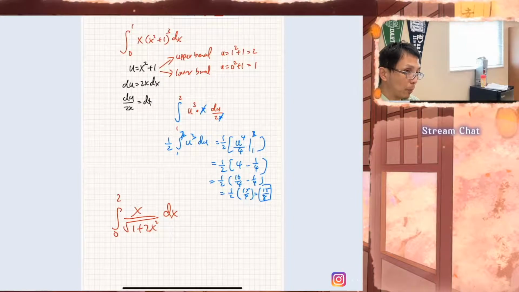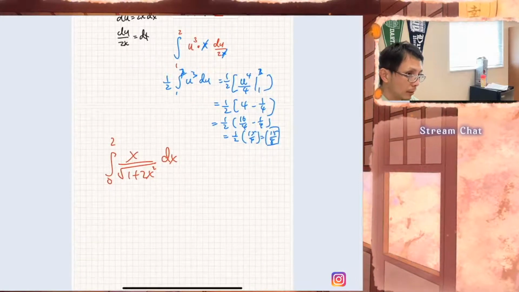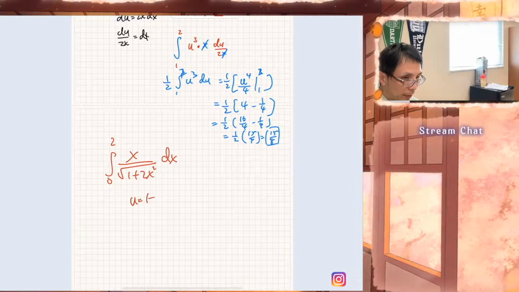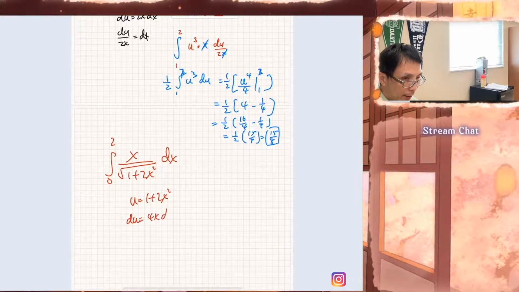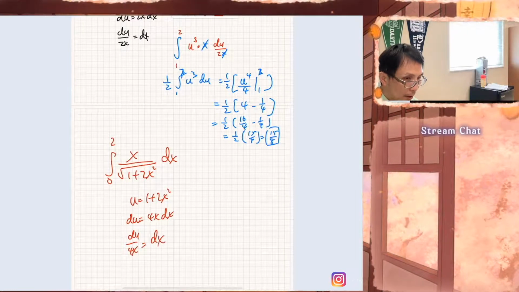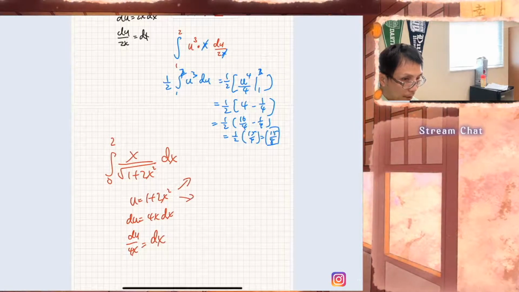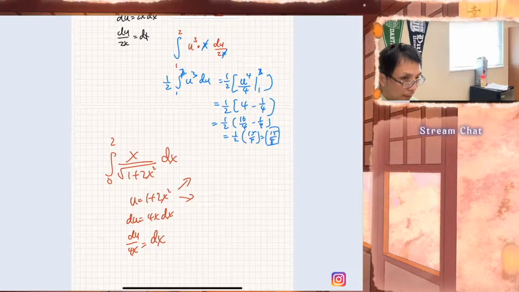The answer you'll get is 1. I'm gonna do it really quickly. 1 plus 2x squared, du equals 4x dx. Du over 4x equals dx. Change the bounds. You are gonna get what?